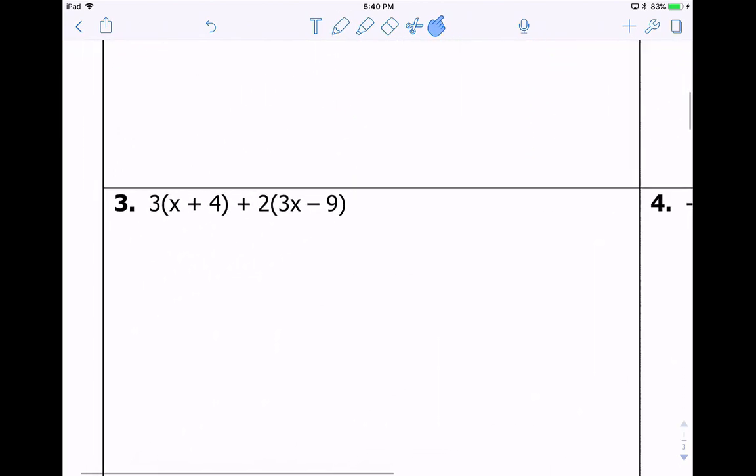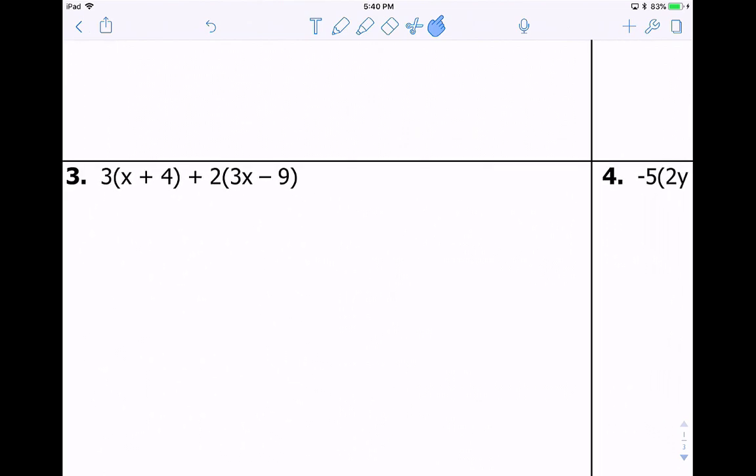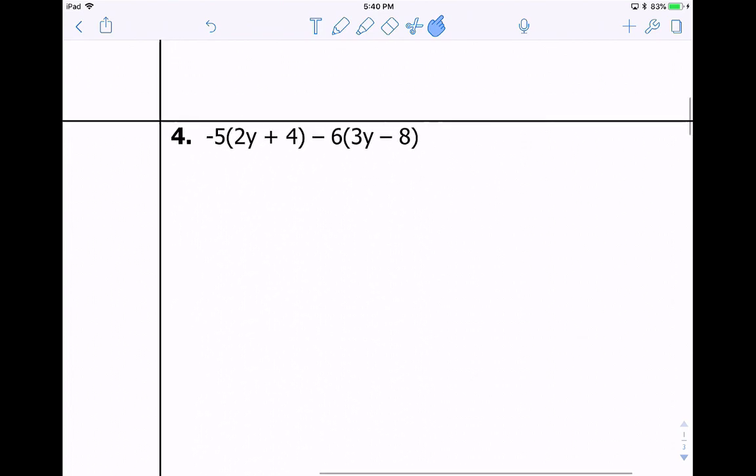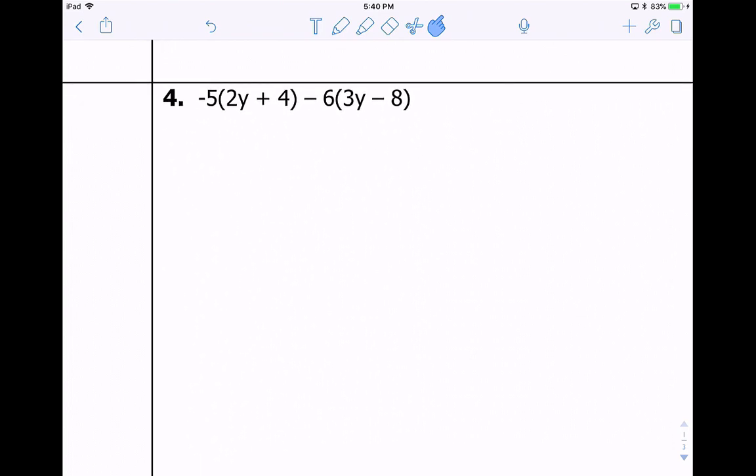All right. So I'm going to skip number 3. We'll try that one in class. Let's go on to number 4. So number 4 is a little bit different because we have two sets of parentheses. So actually we're going to distribute twice. So we're going to start with the -5. So we're going to distribute -5 times 2y. So that's going to be -10y. Then we'll do -5 times 4. So a negative times a positive, again, is going to be a -20.